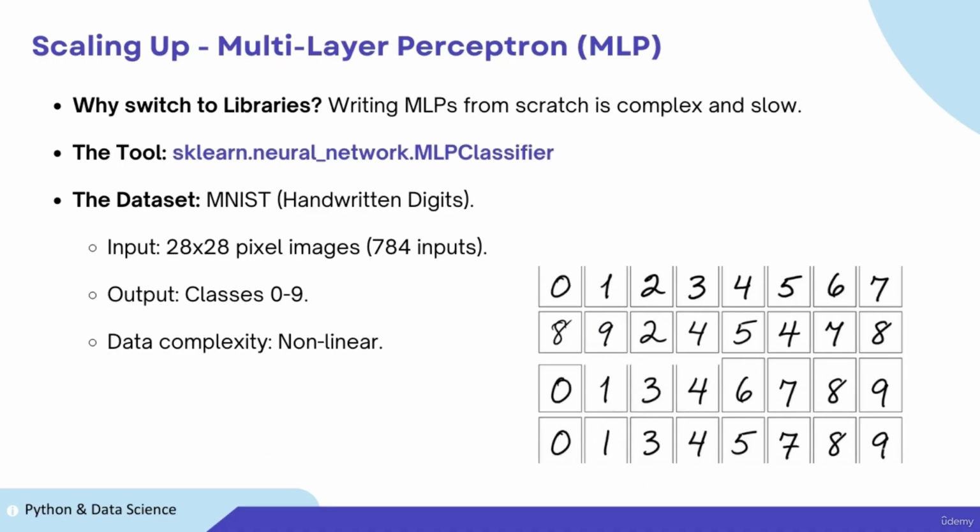Now we level up. We are moving from simple soil data to image recognition using the MNIST dataset. We have 784 inputs per image. Writing the math for this from scratch would take weeks. Instead, we use Scikit-learn, a professional Python library. We will use the MLP classifier. This allows us to handle non-linear data complexity that a simple perceptron cannot touch.